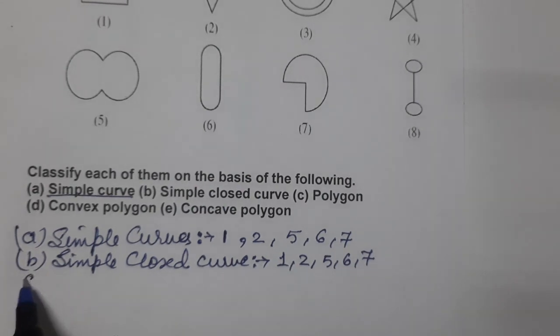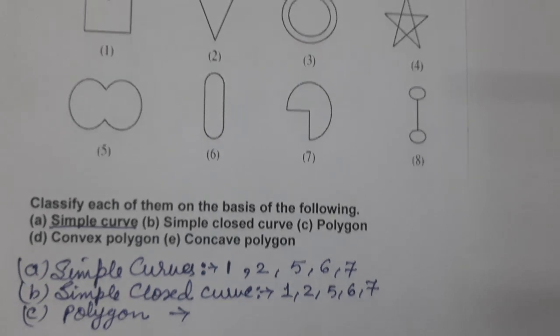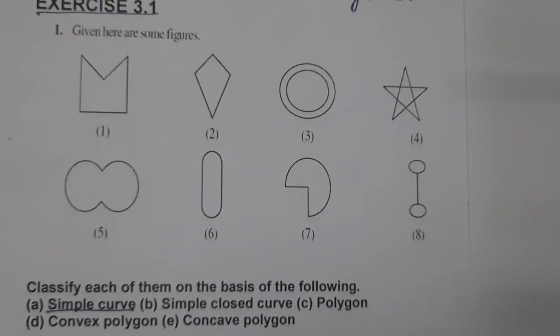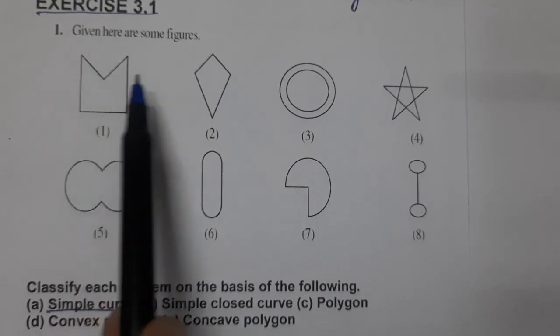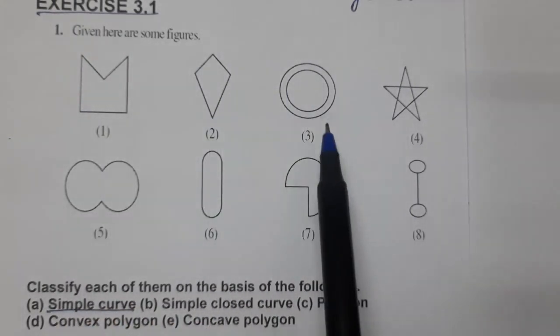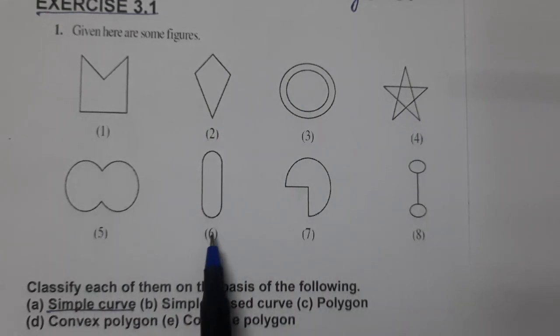Now what about the third one, polygon? What is polygon? Yesterday only we have studied what is polygon, children. A polygon is a simple closed curve made up of line segments. That is, a simple closed curve made up of line segments is called polygon. So which are polygons? Just see. This is a polygon because it is made up of line segments only and closed also. This is also a polygon. This, no. This, no. This one also, no. This one also, no.